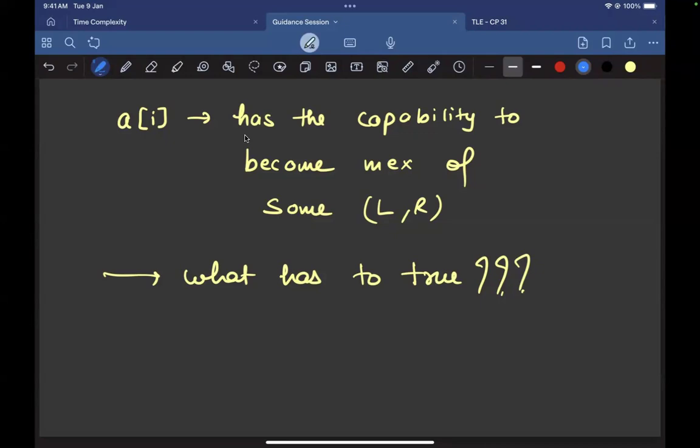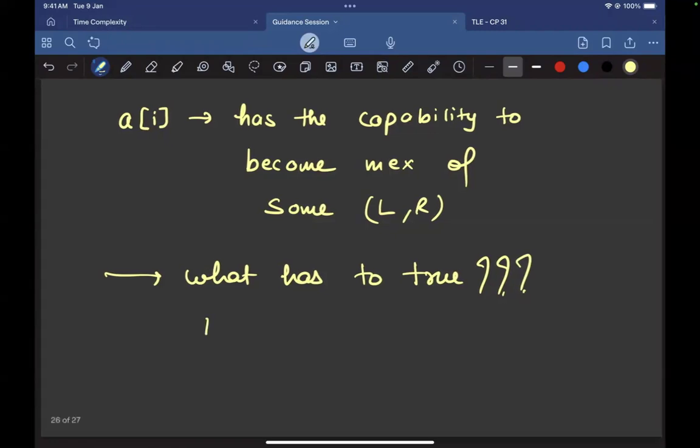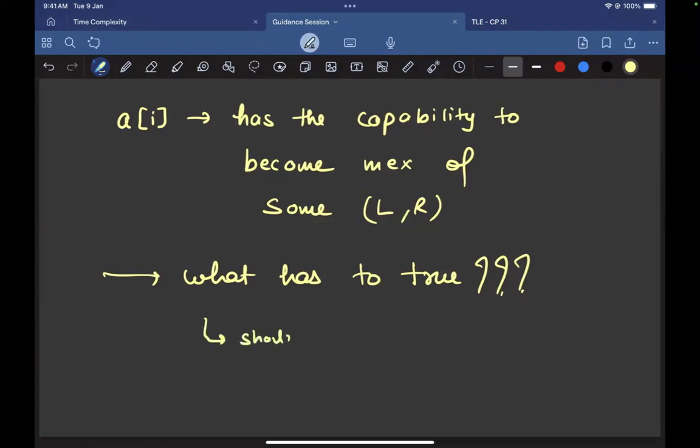How many of you agree with this? +1. Pawan is saying +1. Other people, +1. Okay, makes sense. So I think this seems right. If AI number has to have the capability to become max, then don't you think that number should not be visible in the array? Yes. Should not be visible.